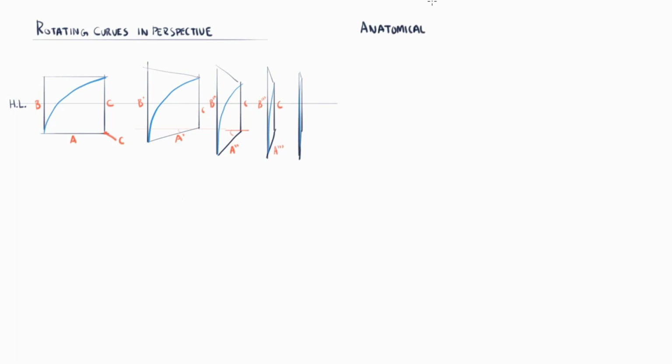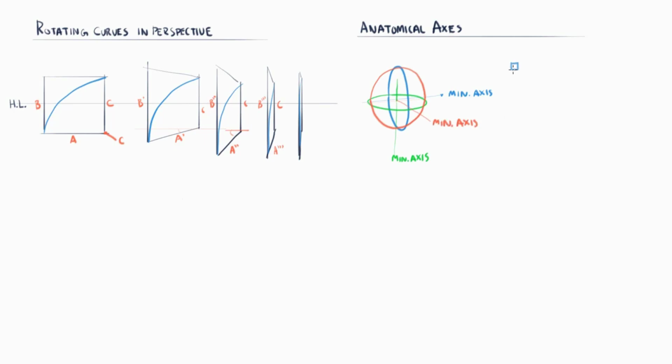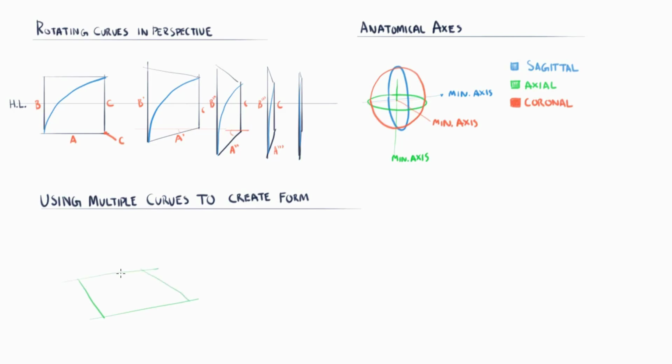When dealing with anatomy, we can divide them up into three planes. The back of the head to the front is the sagittal, horizontal slices up the body is axial, and from ear to ear is known as coronal. When we combine curves in these three anatomical axes, we can create complex organic forms.